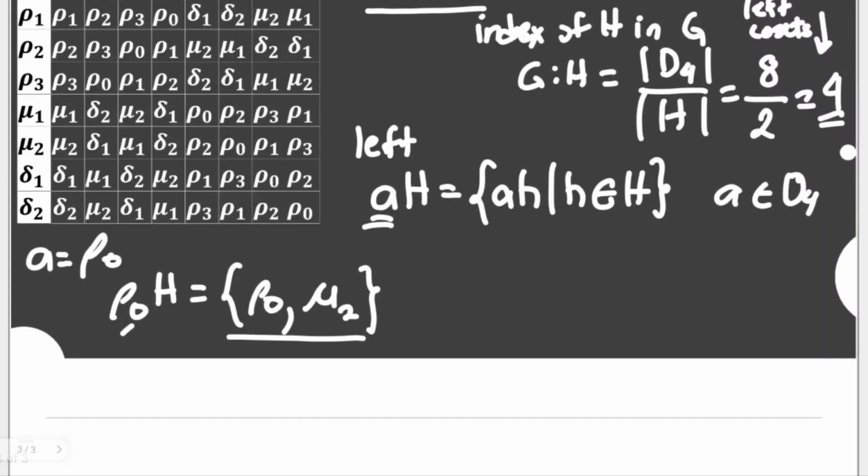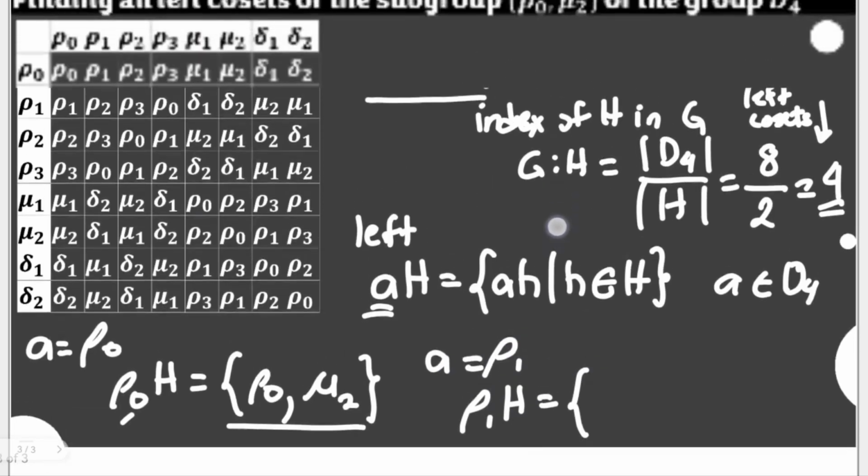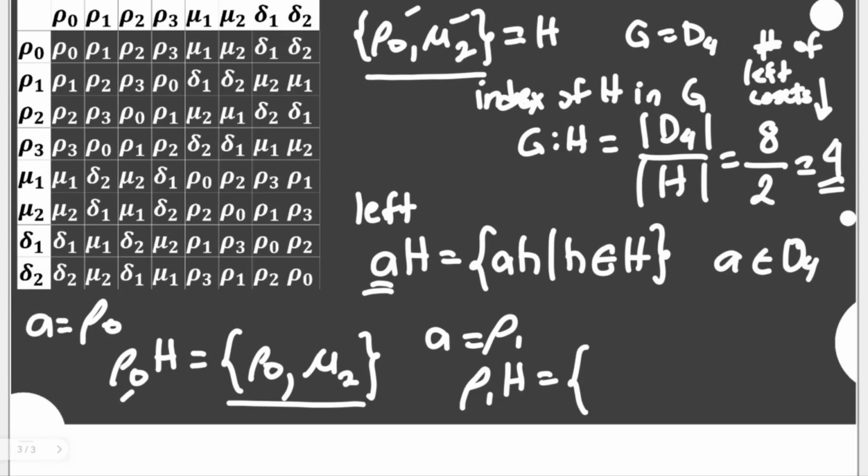The second left coset is if you're going to use here rho sub 1. Let me rewrite this properly. If our second a is rho sub 1, this means we have rho sub 1 operated to H. So what would that coset be? Rho sub 1 times the first element rho sub 0, you will have rho sub 1. And then for the second, mu sub 2. So rho sub 1 and mu sub 2 here, that's the intersection. You have delta sub 2.